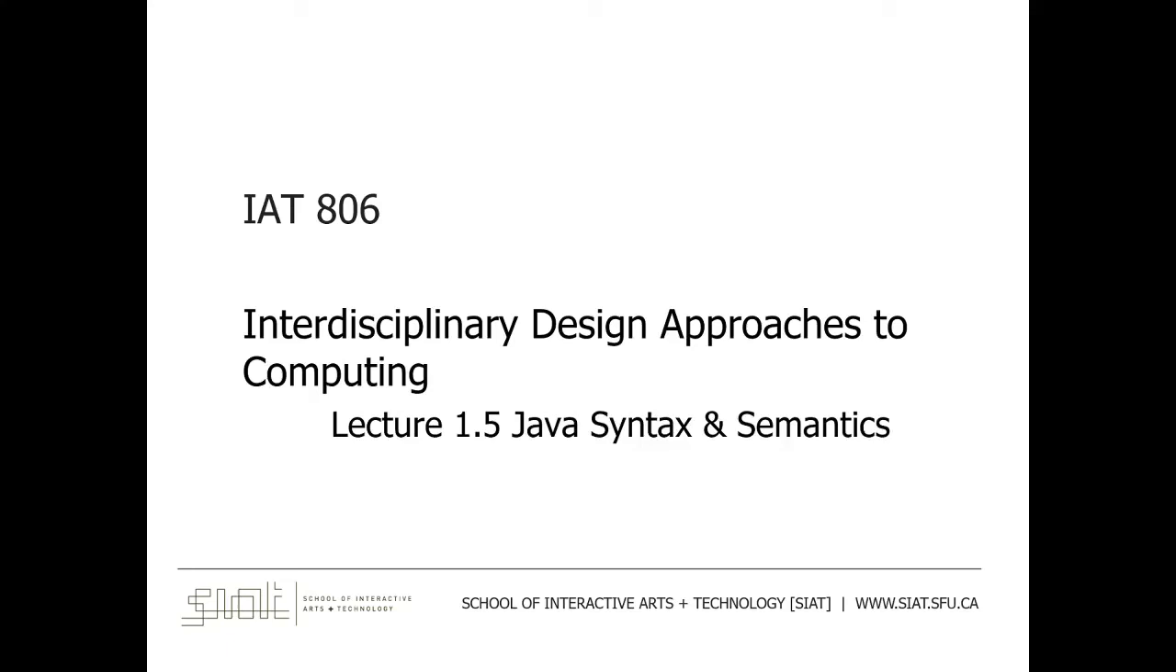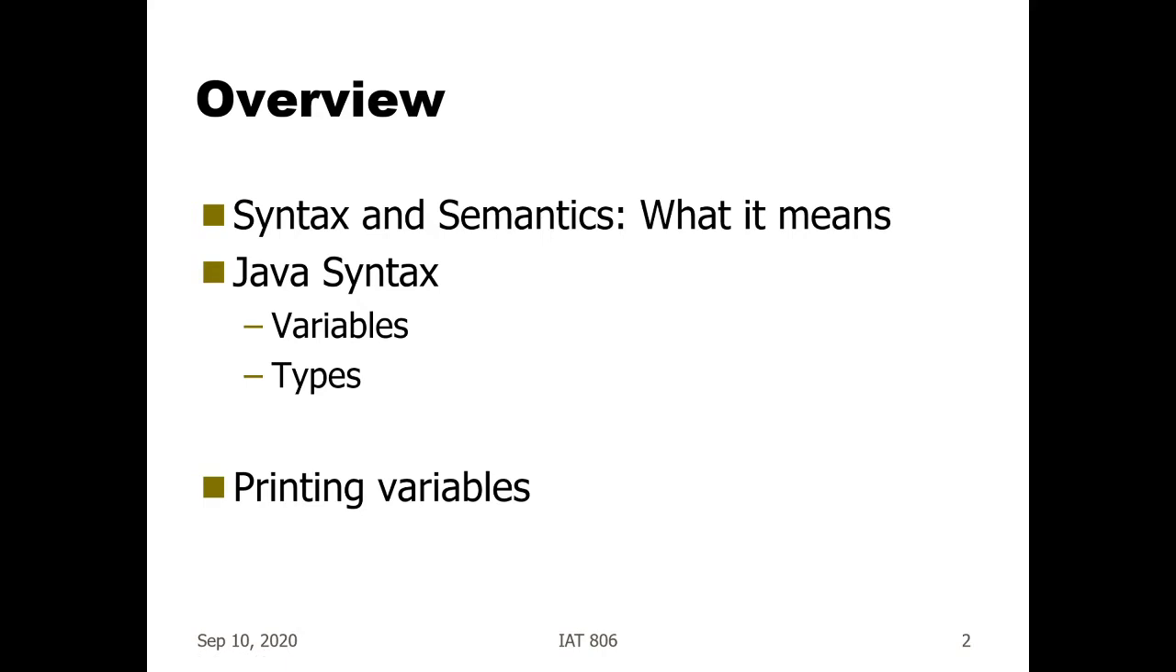This is IAT lecture 1.5, and today's topic is Java syntax and semantics. So what does that mean? The overview for today is syntax and semantics. What does it mean? Pardon the pun there. And we're going to then talk about Java syntax, variables, and types. These are the elements of things that you need to use in Java and other programming languages. And finally, we'll talk about printing variables, printing values.